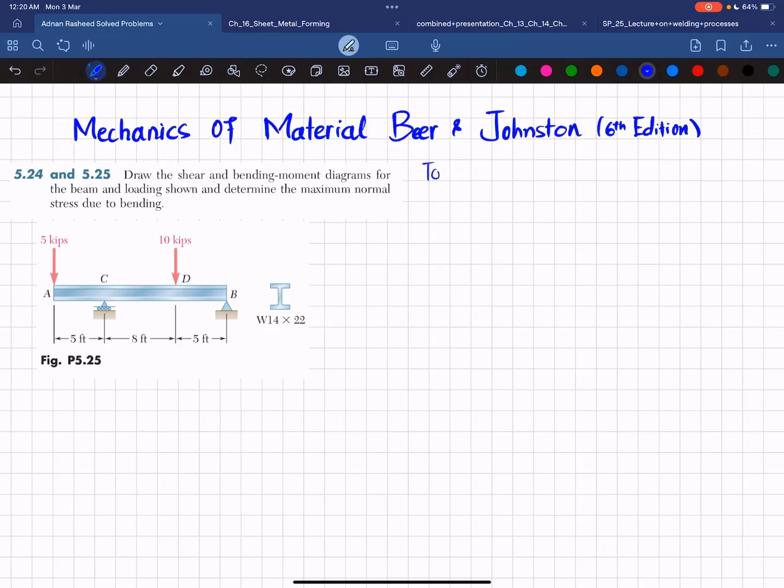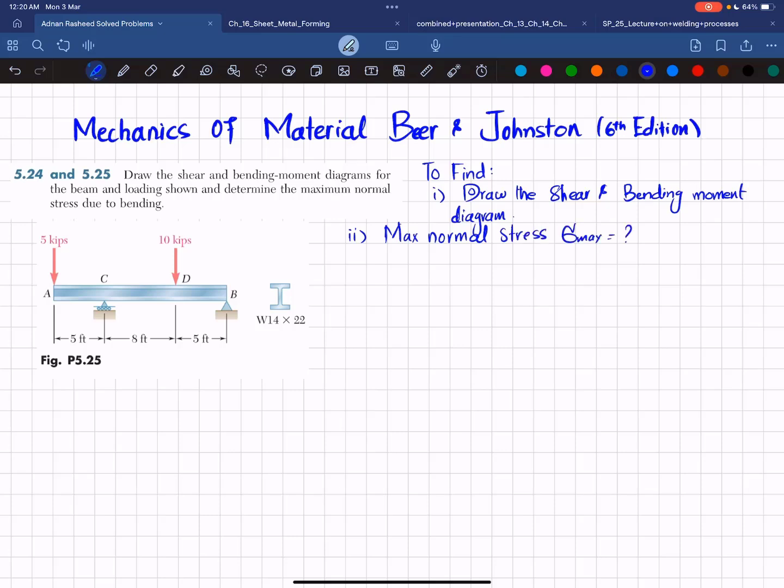So I will first write what you have to find. In part A, determine or draw the shear and bending moment diagram, and in part B you have to find the maximum normal stress due to bending, which is sigma max. Clear? So let's start with the solution.